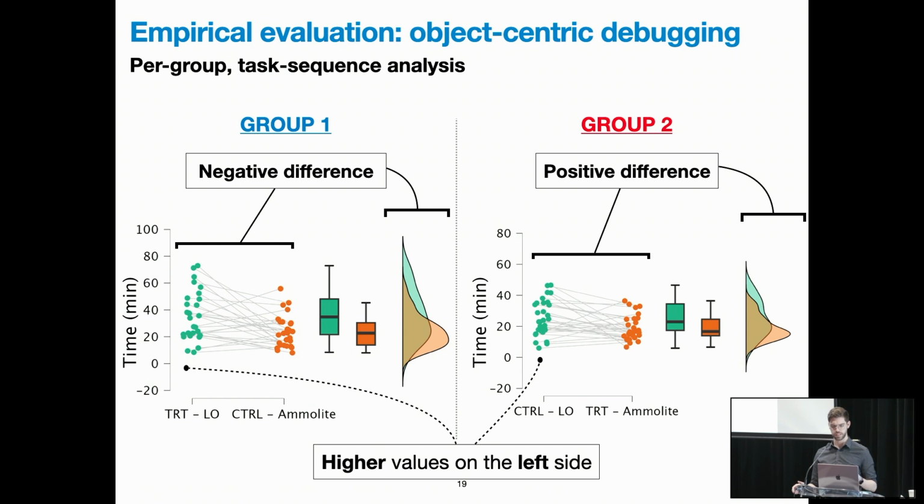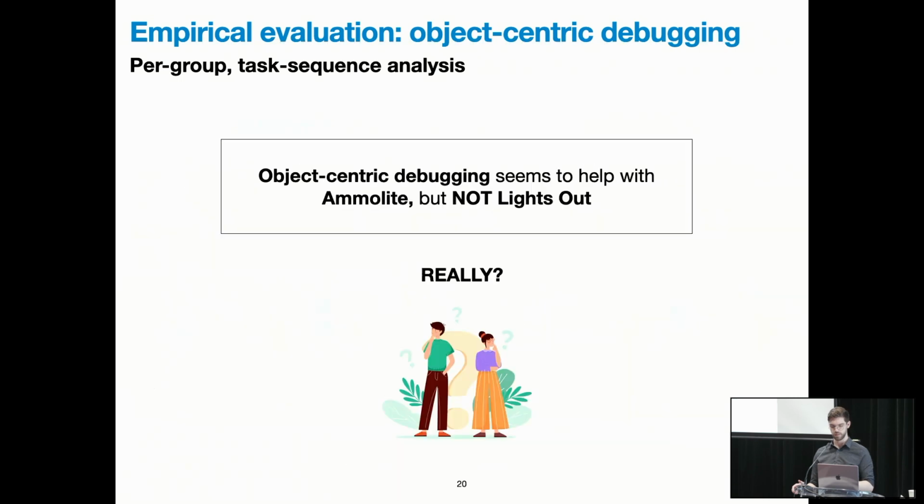So it appears that for group one, the object-centric breakpoint doesn't help, but actually, it may have helped the people from group 2. And people from group 1 had the lights out task in treatment. People of group 2 had lights in treatment. So the conclusion is that maybe object-centric debugging seems to help with lights, but not lights out.